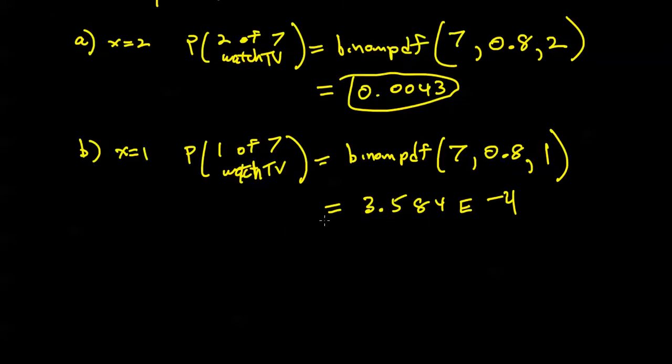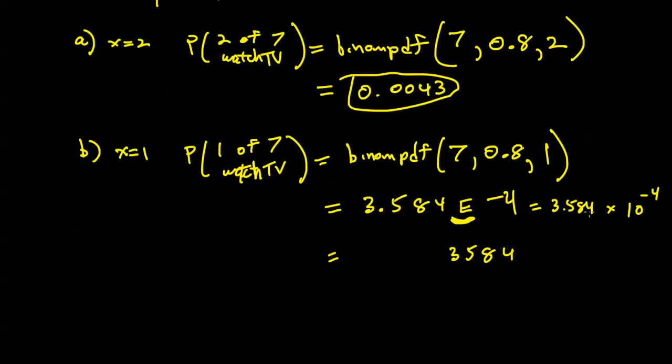Alright, so I'm going to rewrite this number. Remember the rules for scientific notation. If your exponent is negative, really this means 3.584 times 10 to the minus 4th power. Right? This is the Texas Instruments shorthand for scientific notation. And I'll just take 3584.